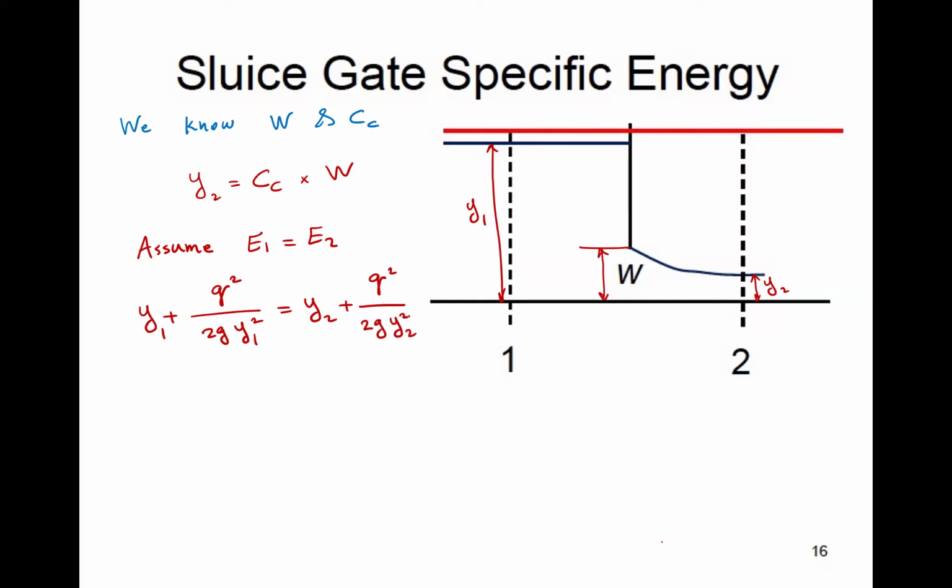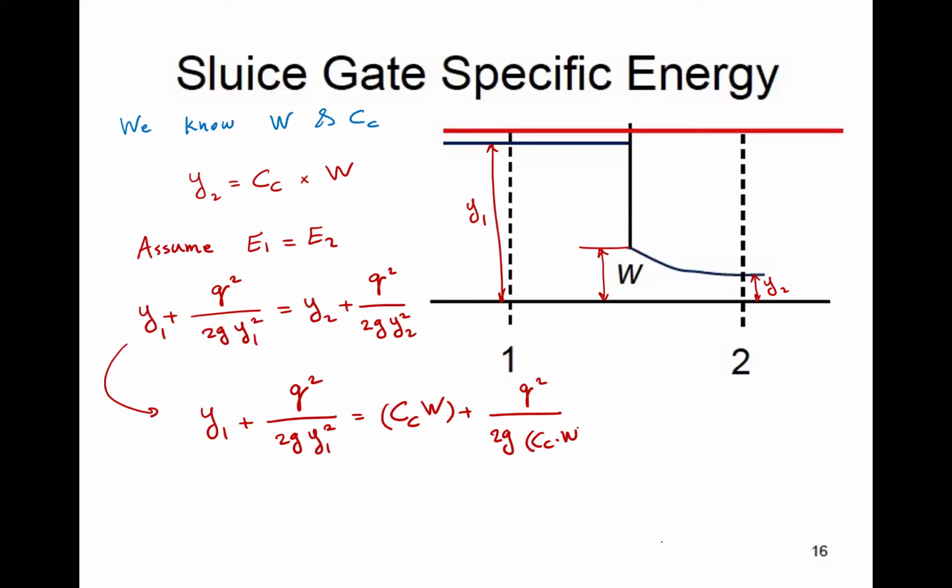Now, as is, we can't really use this as a control. Why? Because we have three unknowns: Q, Y1, and Y2. But we know that Y2 is CC times W, so it's really not unknown. If you plug that in, let's see what we get. We have Y1 plus Q squared over 2g Y1 squared. On the right-hand side, Y2 is CC times W, plus Q squared, no change, over 2g, and then Y2 again is CC times W squared.